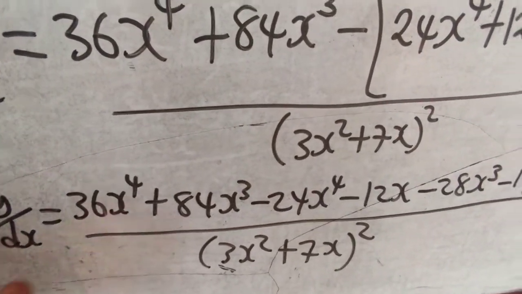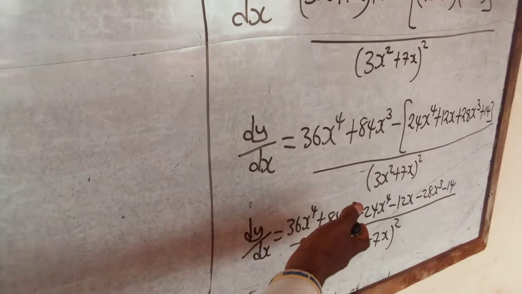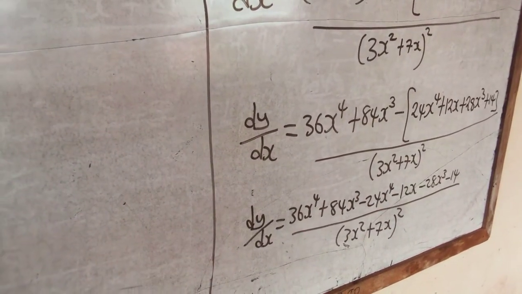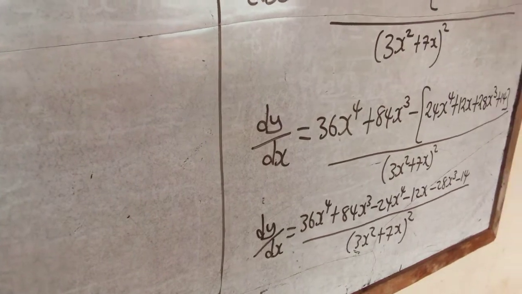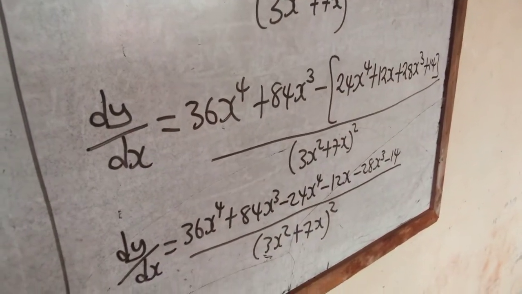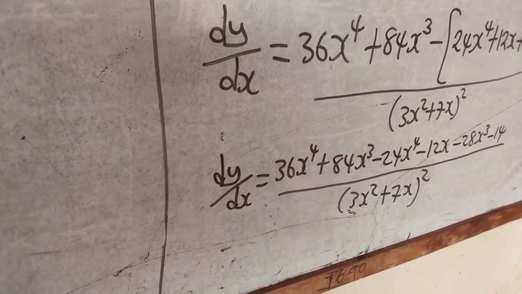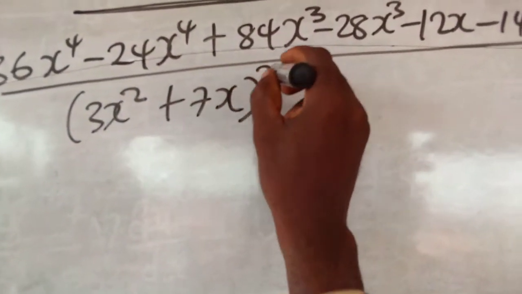So the next thing you do, you collect like terms here. So you have 36s raised to power 4. The next one will be minus 24s raised to power 4. The next one will be, you now go to s raised to power 3, the next power, plus 84s raised to power 3, minus 28s raised to power 3, then minus 12s, minus 14, all over 3s squared plus 7s raised to power 2.